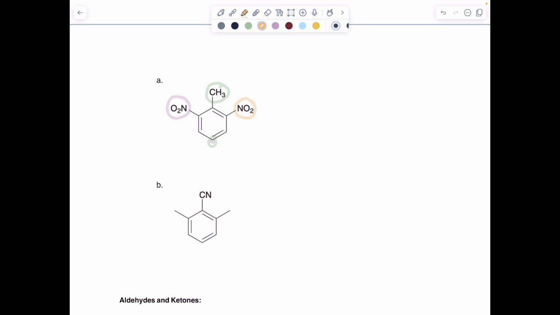Again, nitro is withdrawing, it's a meta director. This meta position is already taken, so the only meta position that's available is this bottom one. So in this case, all 3 substituents are directing to that bottom carbon. So that's where a substituent would add if we had a reaction going on with this molecule. So if we had some reaction with an electrophile, the electrophile would add to this position.